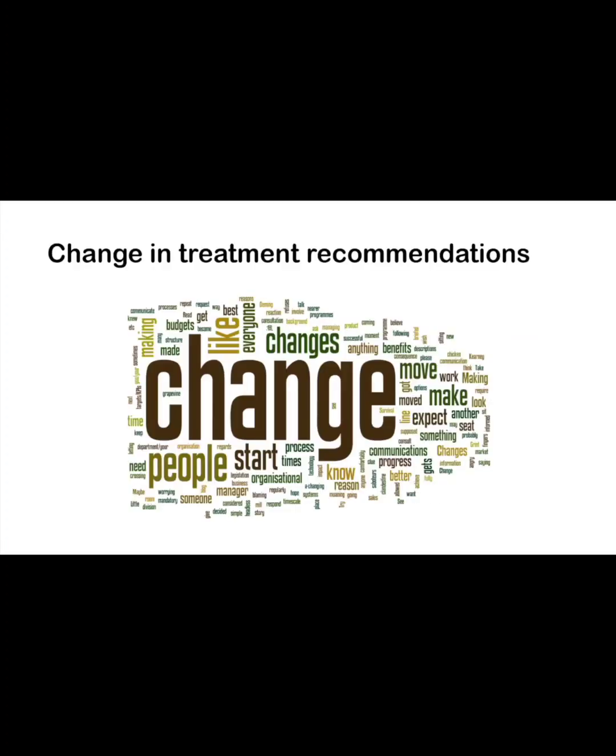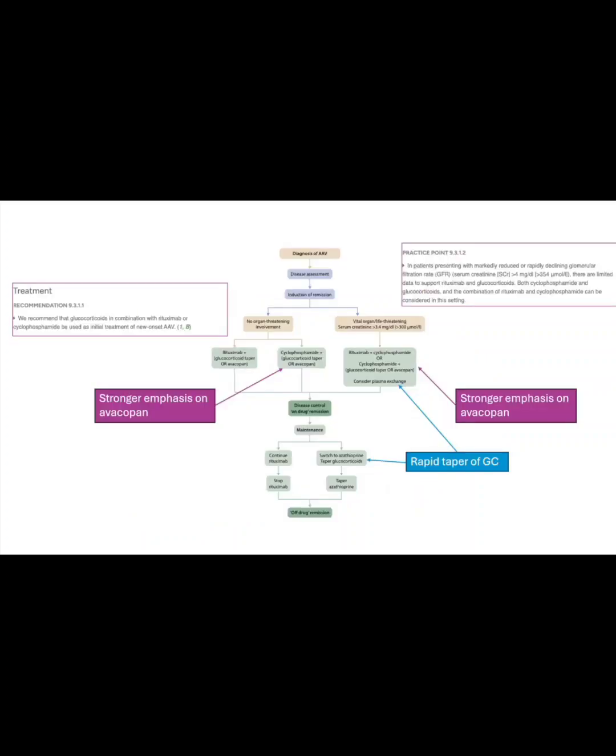Moving on to the section of treatment recommendations, we now find that changes have occurred. So the recommendations for treatment have changed slightly. Recommendation 9.3.1.1 hasn't changed. They still recommend the combination of glucocorticoids with either rituximab or with cyclophosphamide as initial treatment. What you can see here is that Avacopan is added to the treatment guidelines, and there's a stronger emphasis on reduced glucocorticoid doses.